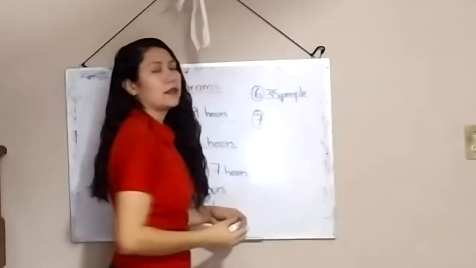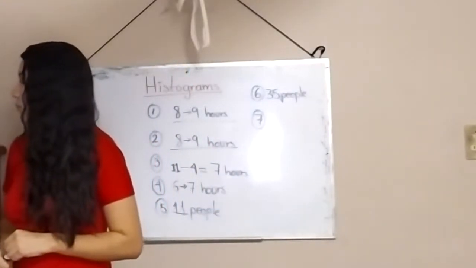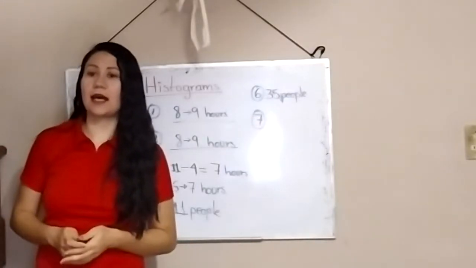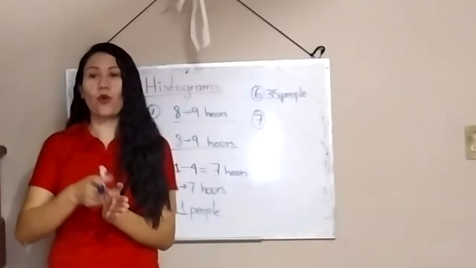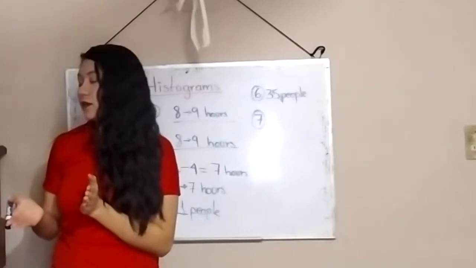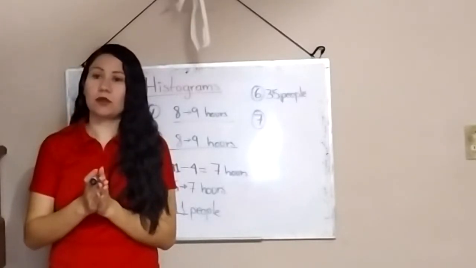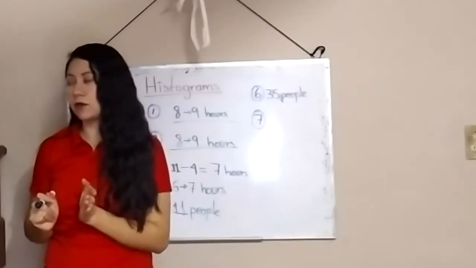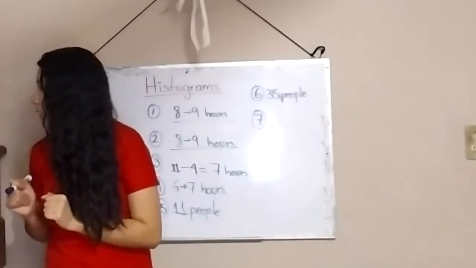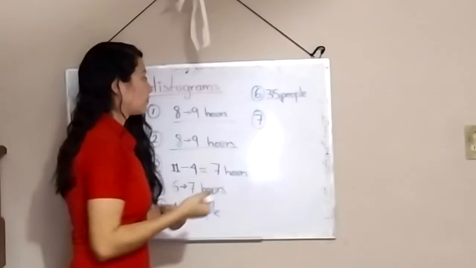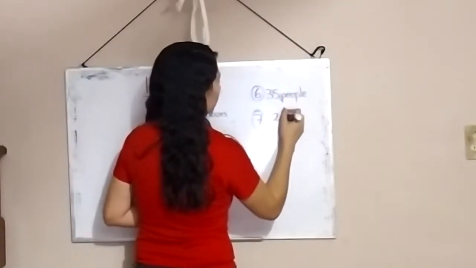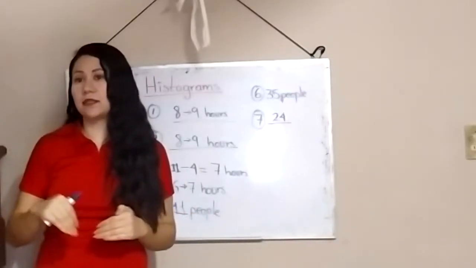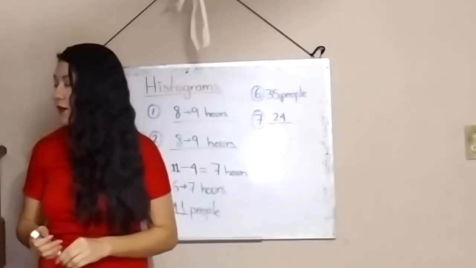And last, question number 7. What percent of people slept at least 8 hours? At least means 8 hours or more. For that, first we have to add the people who slept 8 to 9 hours and the people who slept 10 to 11 hours, which would be 21 plus 3, 24. And to get a percentage, we have to divide it by the total, which we said is 35.